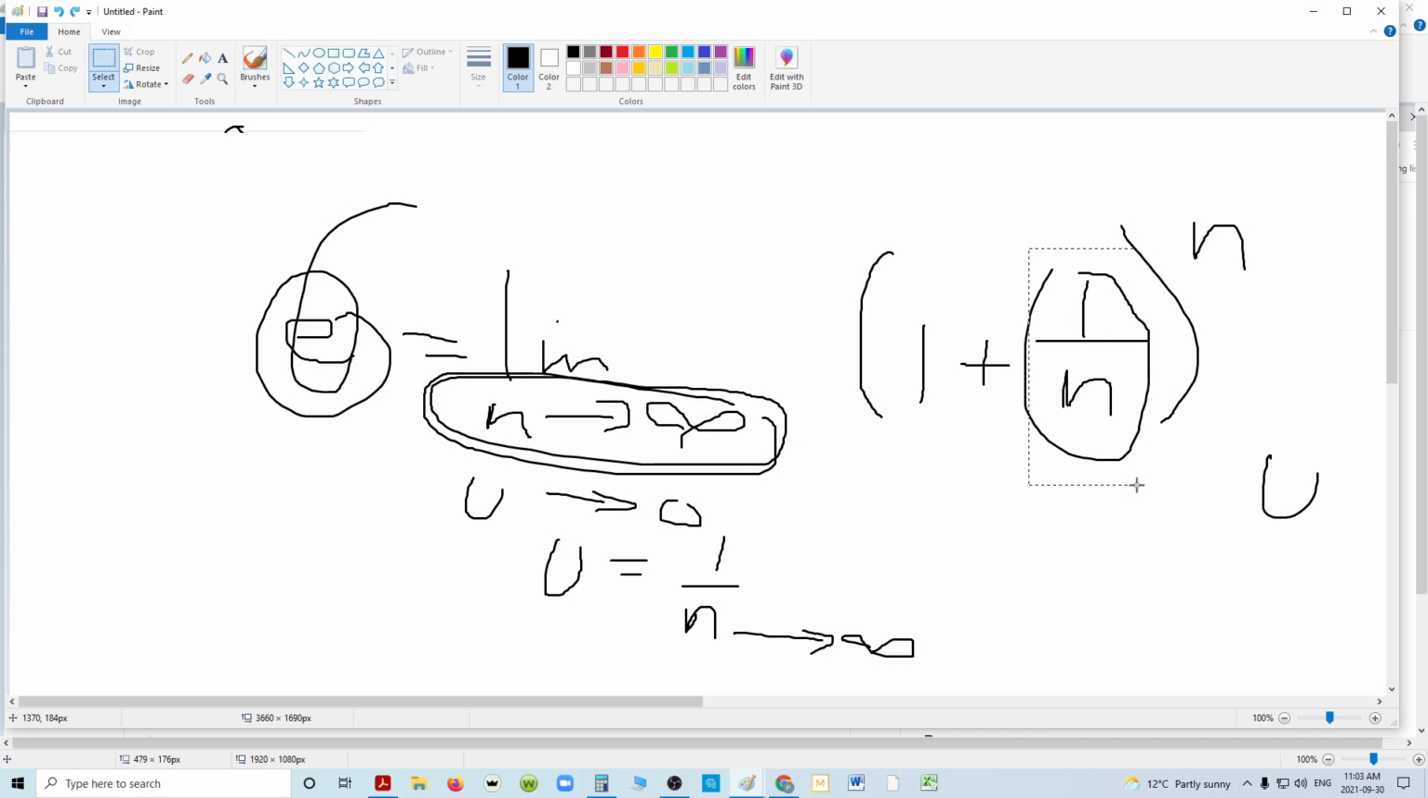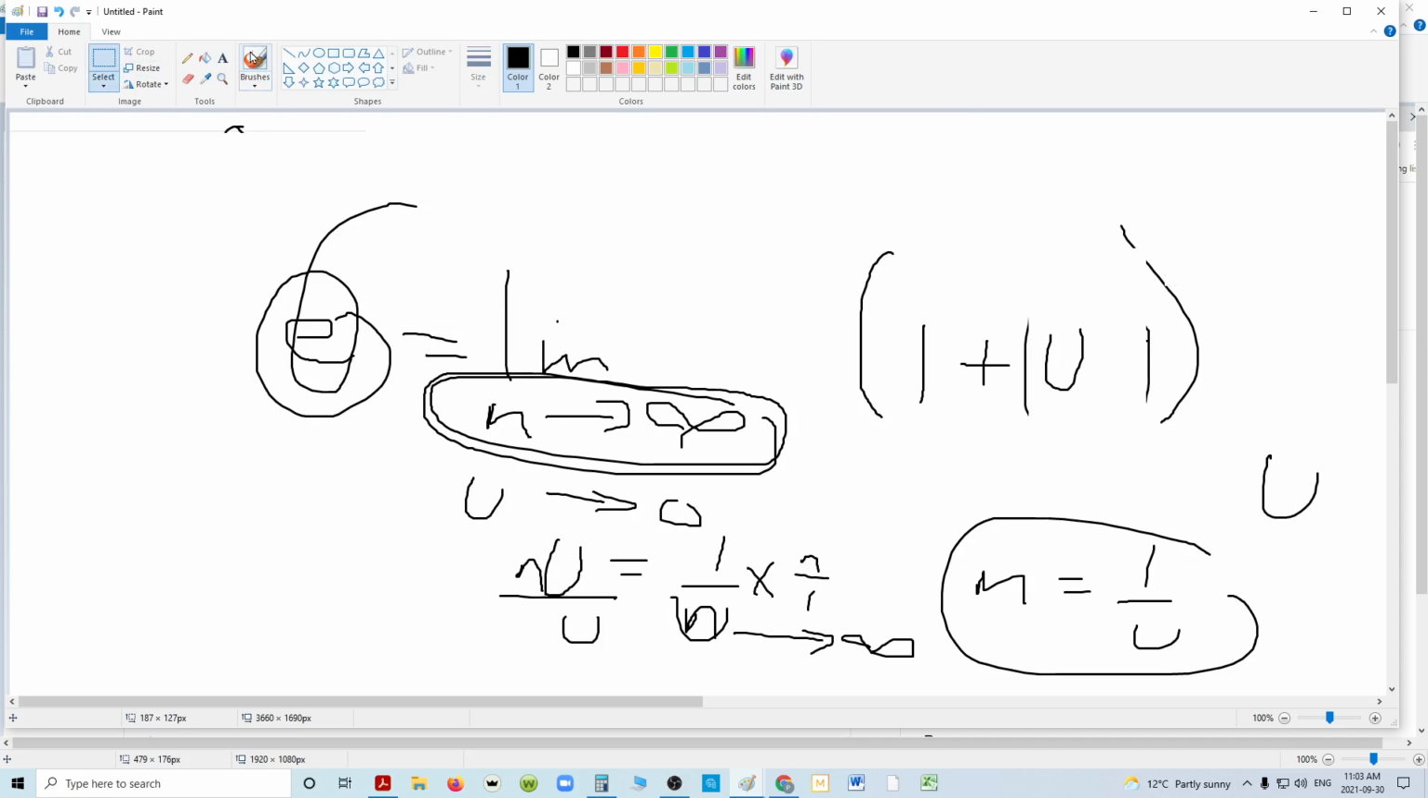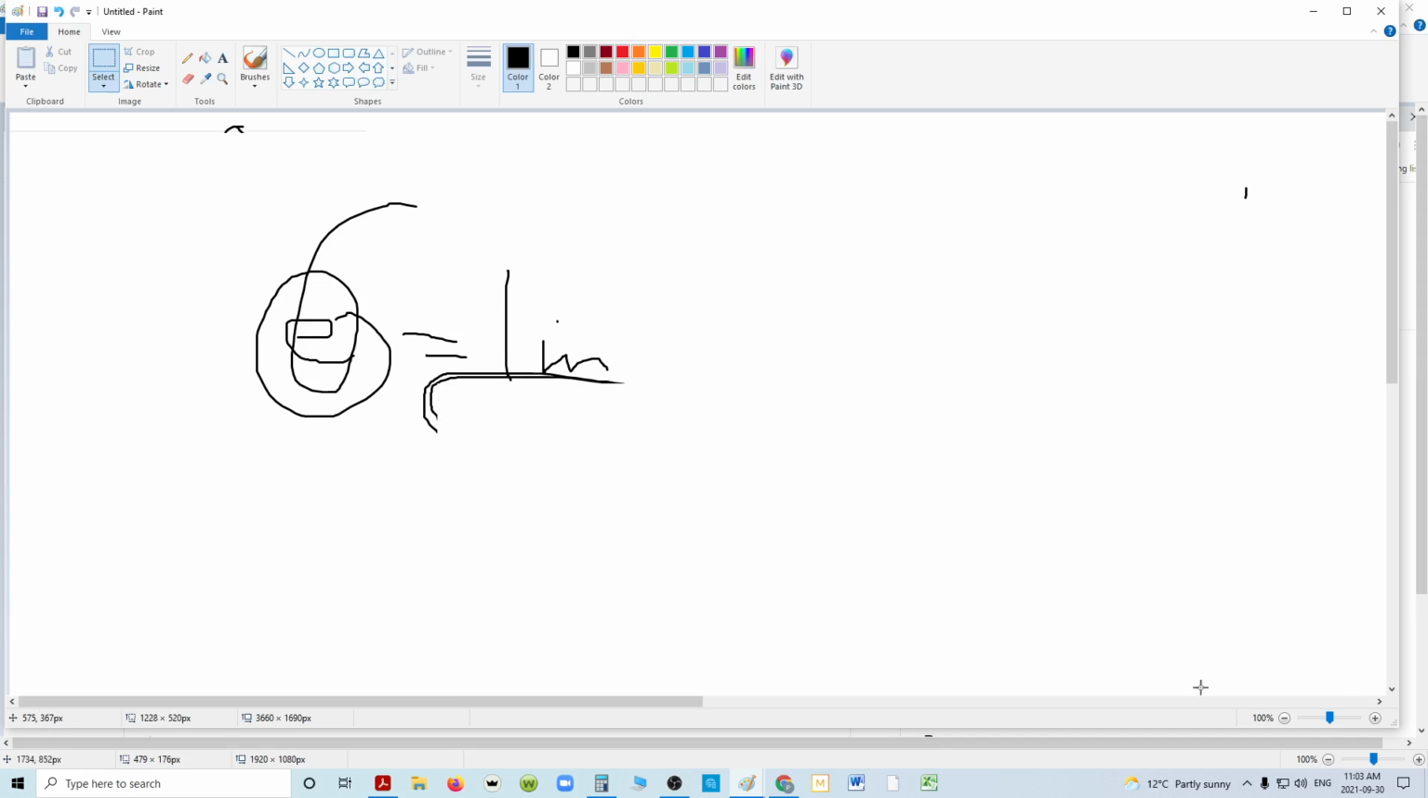So I'm going to do that. I'm going to replace this with the letter u. But wait, I have an n up above that I no longer need. What's n equal to? Well, if I swap this around, n is also equal to 1 over u. You multiply by n over 1 on both sides, you divide by u on both sides, and you're left with n is equal to 1 over u. Okay, so that means I have another definition for Euler's number, which is the same thing. I'm going to rewrite it.